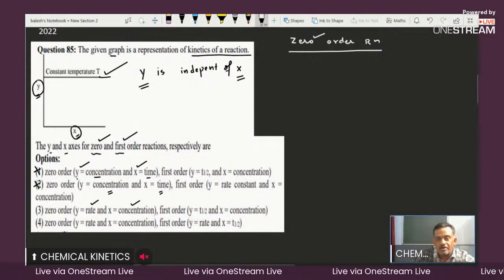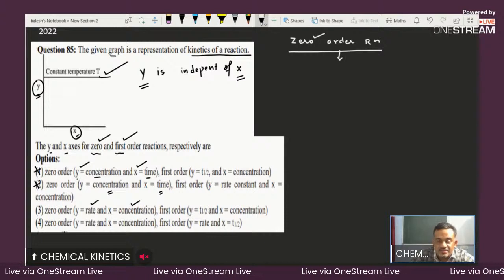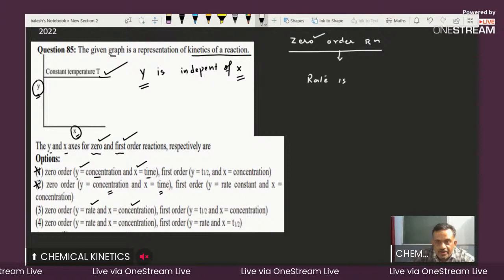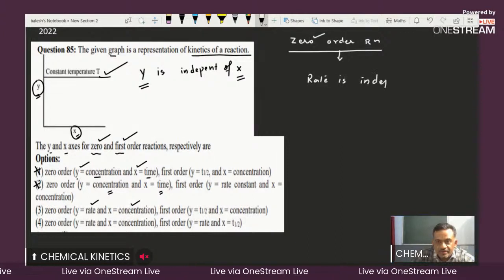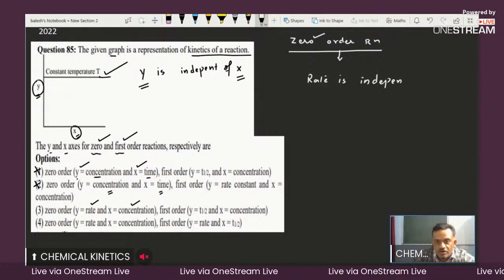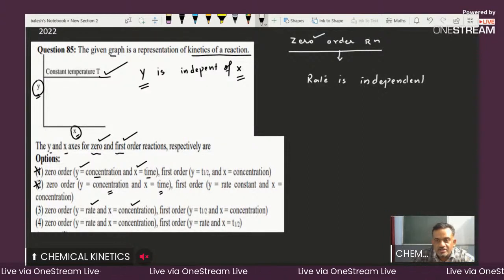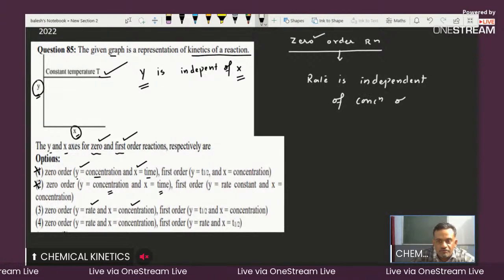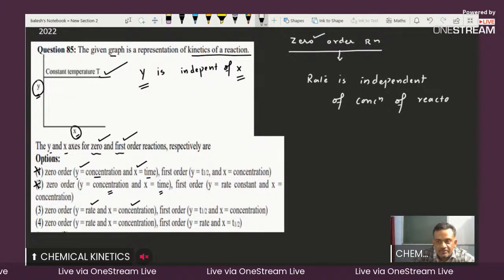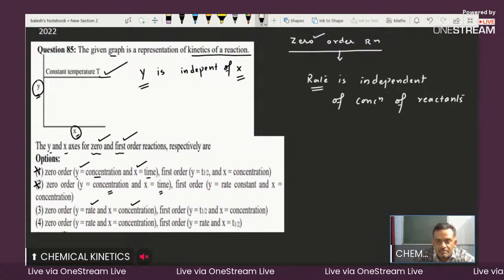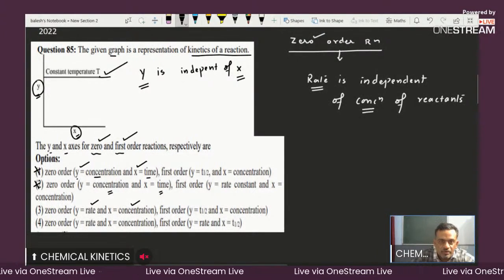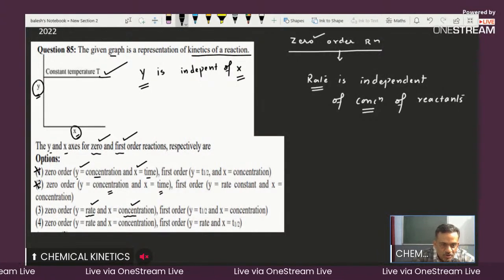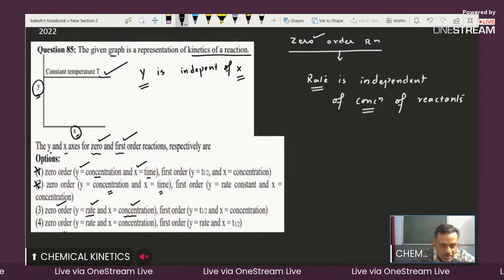For the third option, zero order, y is rate and x is concentration. Now what is zero order reaction? Zero order reaction is the reaction whose rate is independent of concentration of reactants, right? So since rate is independent of concentration, we can say that y can be equal to rate and x can be equal to concentration. So with zero order, these two quantities are correct.